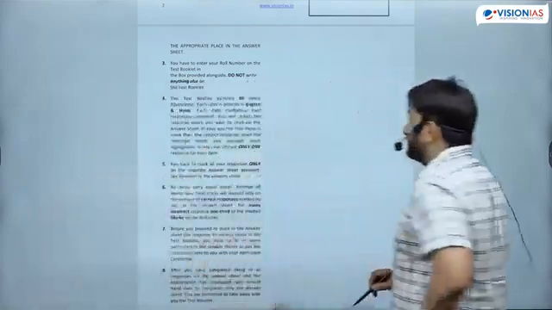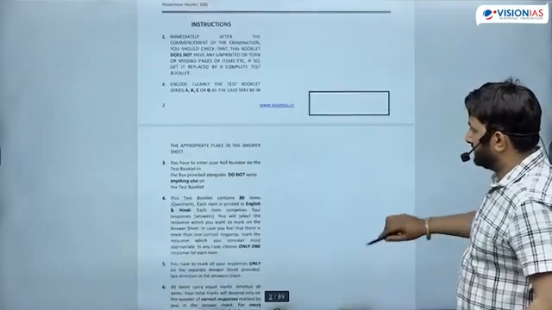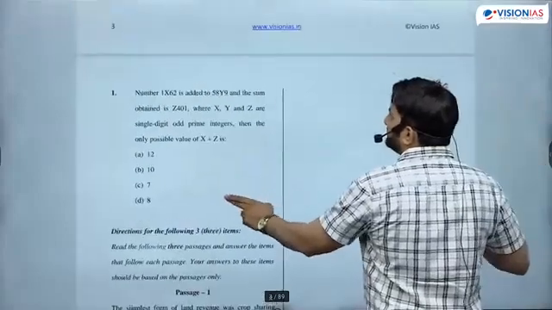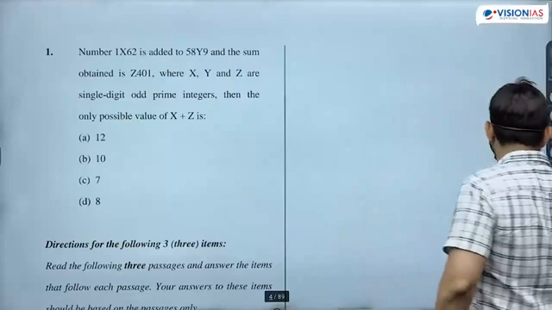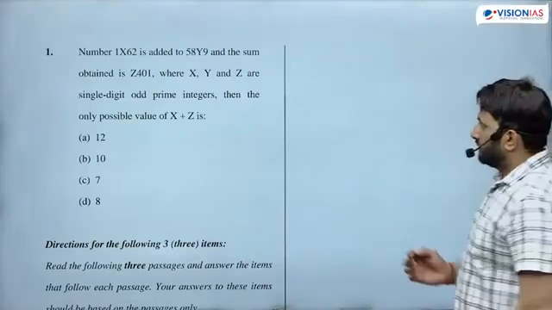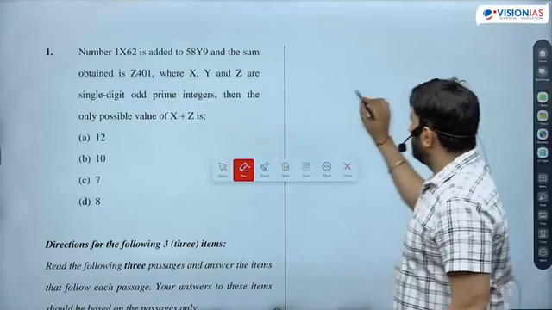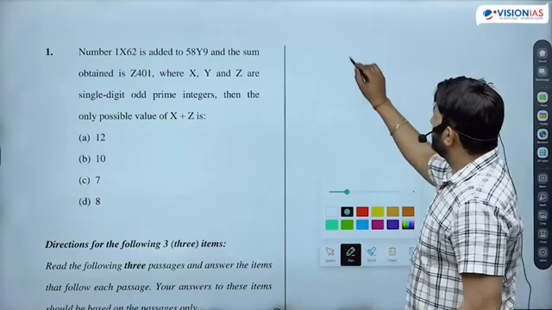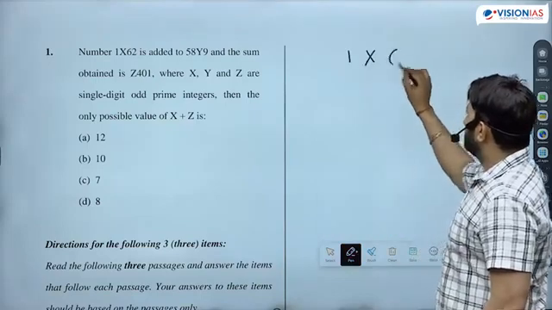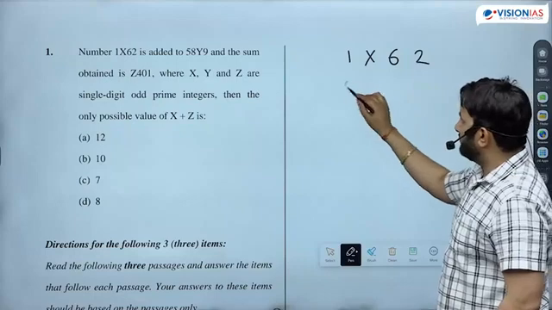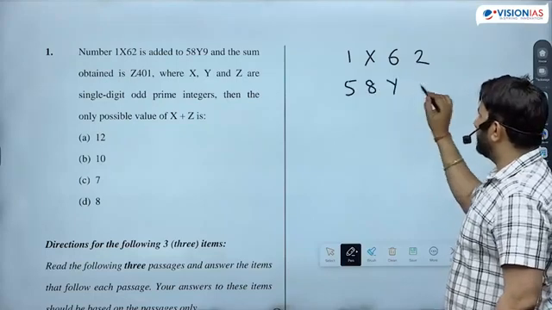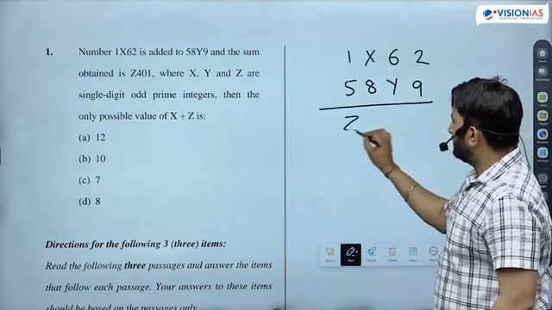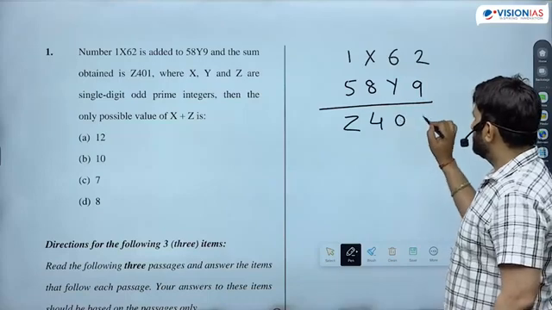So now we are going to discuss the remaining portion of our Abhyas test, that is basic numeracy and logical reasoning part. The number 1x62, these are two numbers, 1x62. When this is added in 5, 8, y9, then the sum is coming out to be a 4-digit number Z401.